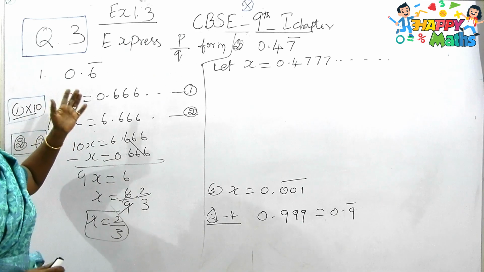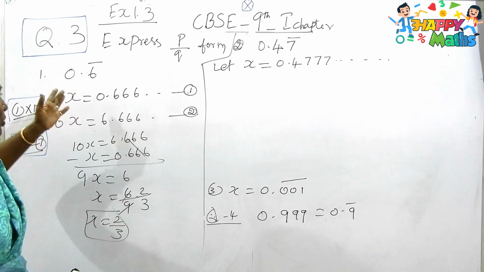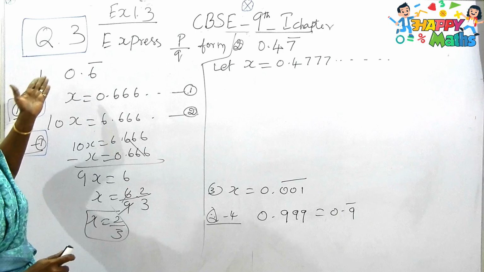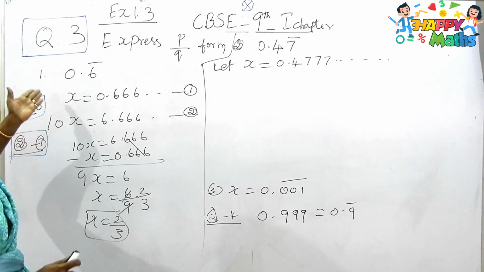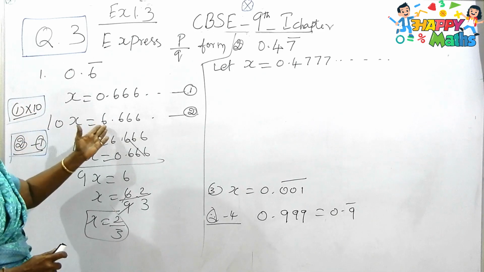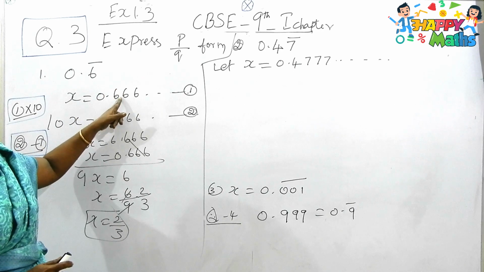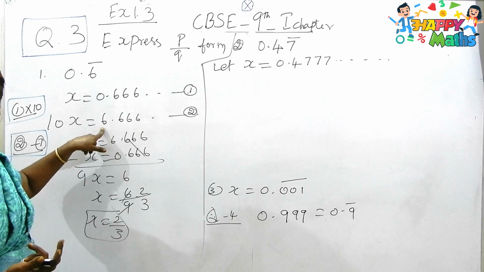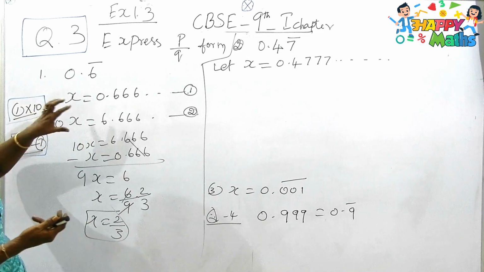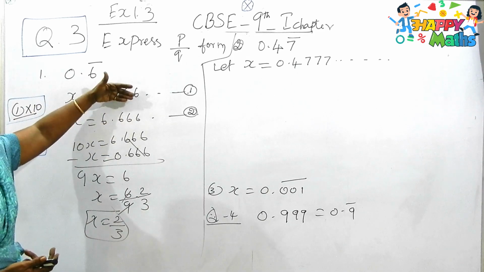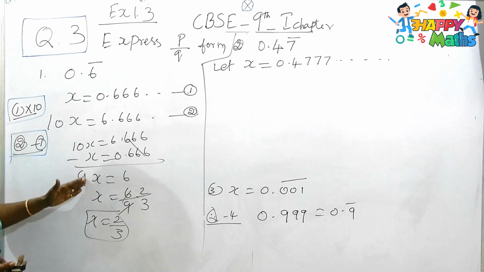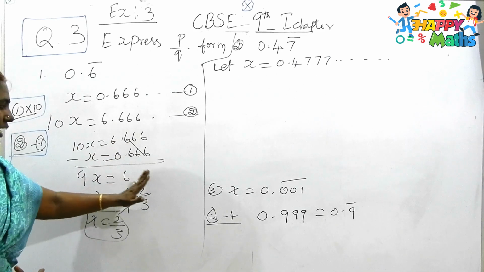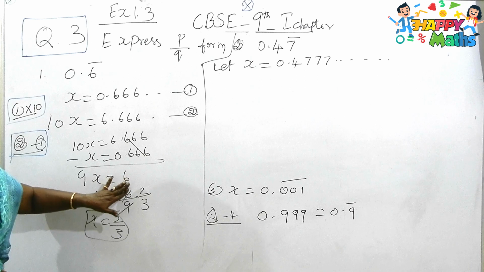You would have watched this in example 7 also. One number is repeating, so multiply that x by 10. After multiplying, 10x, the digit will move one place to the right, so 0.6 will become 6.6. Then you have to subtract the first equation from the second equation. So I am getting 9x. These 6s will get cancelled, so only this 6 remains. Why am I doing this?